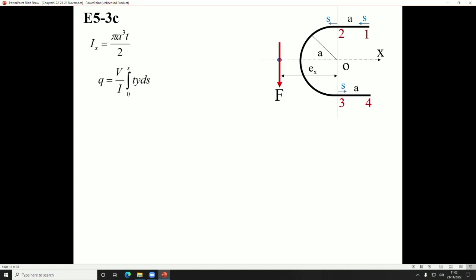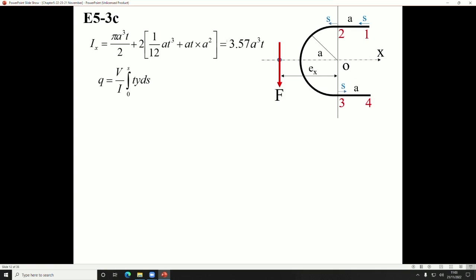So Ix from chapter 3 for the semicircular section is equal to pi r cubed t over 2. We've got two horizontal panels which are located at the same distance from the x-axis. So if I find the Ix for one of them, I just multiply it by 2. So it's equal to 1 over 12 a t cubed plus a t multiplied by a squared. This is 1 over 12 a t cubed with respect to its own local axis. And then it's located at a distance of a, so it's the area multiplied by y bar squared, which is a squared here. So I multiply by 2, t is small, so the answer is 3.57 a cubed t.